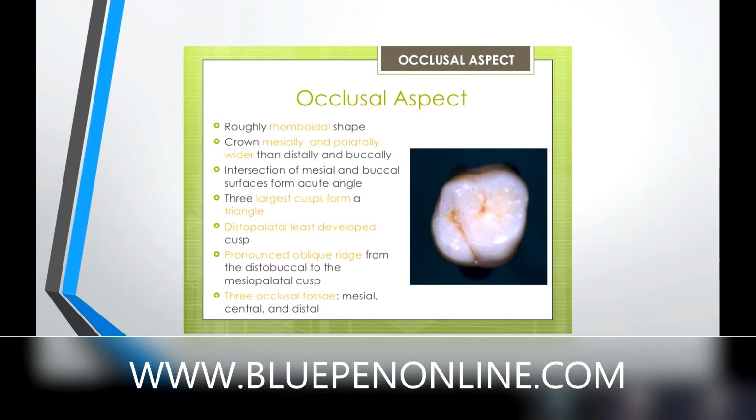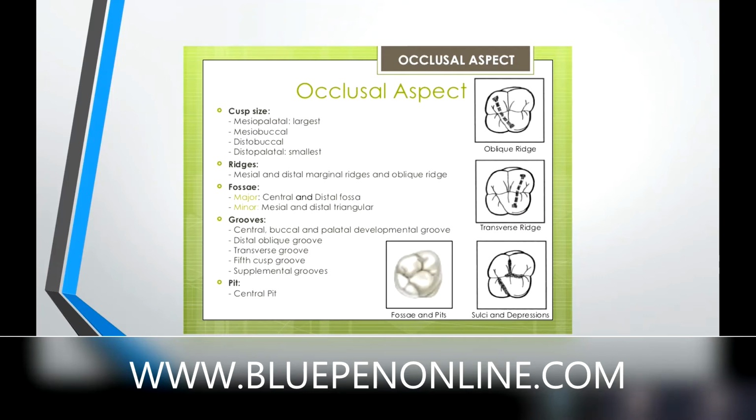Mesopalatal is wider than the distobuccal. Three cusps form a triangle. And then three occlusal fossae are present, which are mesial, distal, central. Distopalatal cusp is least developed. Okay, this is about the occlusal aspect. Coming to the occlusal aspect in depth, you have four cusps: mesopalatal, mesobuccal, distobuccal, distopalatal. Mesopalatal is the largest, distopalatal is the smallest.